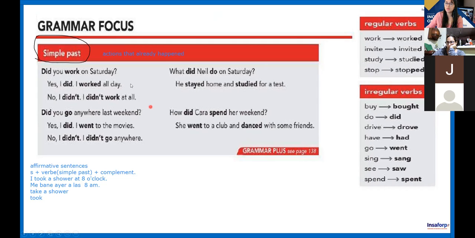Perfect, José. Entonces tenemos as a question, right? Como pregunta. Vamos a utilizar el auxiliar did. Did you work on Saturday? ¿Trabajaste el sábado? Entonces, ¿cuál es la estructura? El auxiliar did, subject, el verbo de la forma normal. Ok, don't forget that. And a question mark. La respuesta puede ser corta. Yes, I did. I worked all day. Aquí vemos una oración afirmativa. En el caso que sea negativa, no, I didn't. I didn't work.